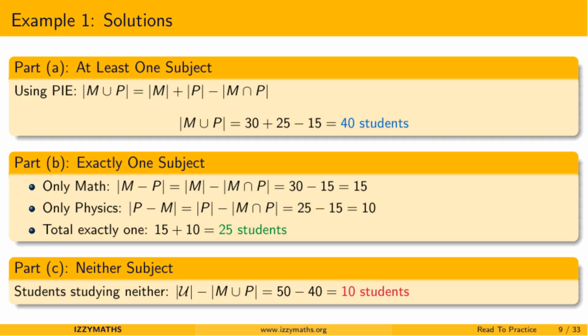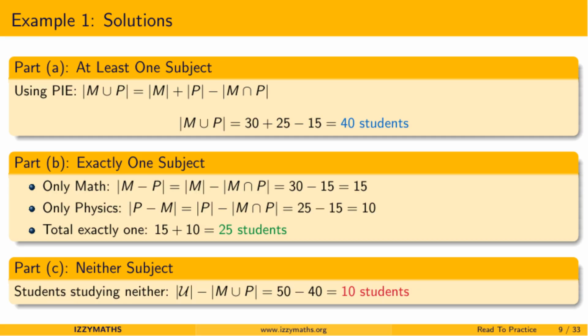For part B, students studying exactly one subject, we need those studying only math and only physics. Students studying only math equals the absolute value of M minus P, which is the absolute value of M minus the absolute value of M intersection P, giving us 30 minus 15 equals 15 students. Students studying only physics equals the absolute value of P minus M, which is 25 minus 15 equals 10 students. The total studying exactly one subject is 15 plus 10 equals 25 students.